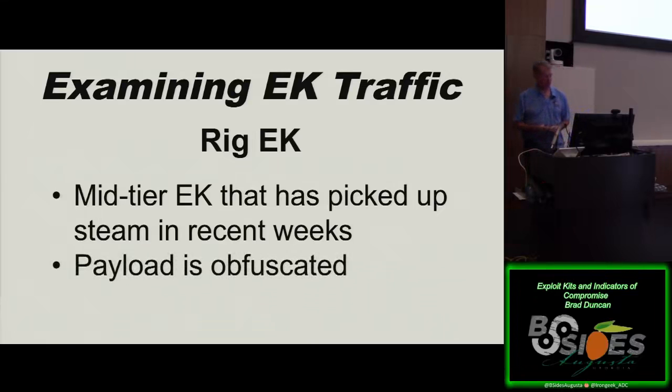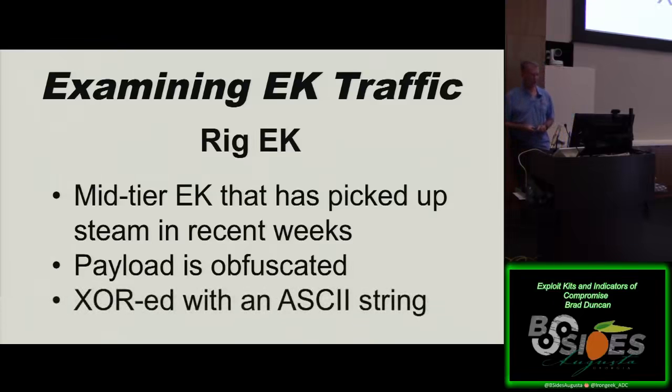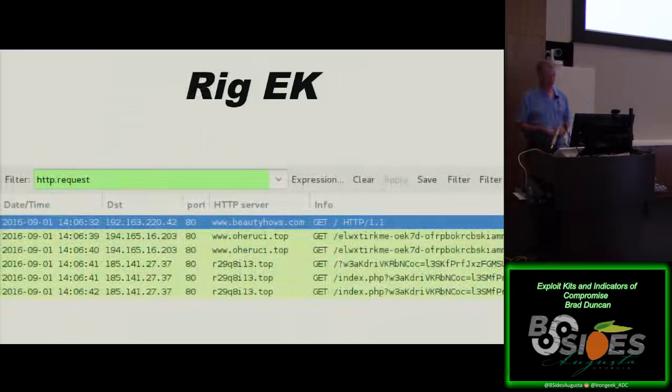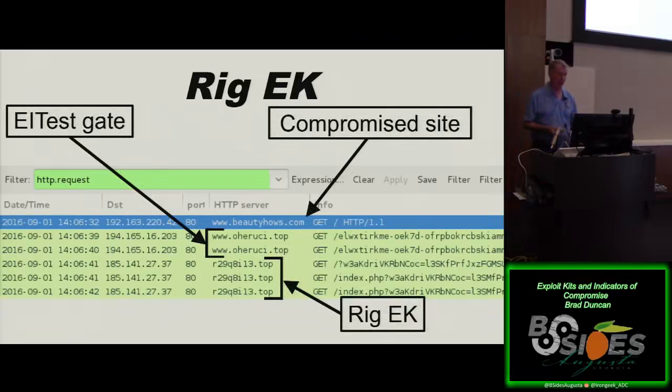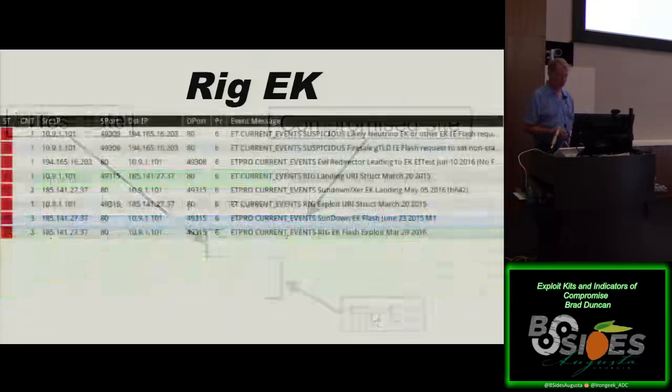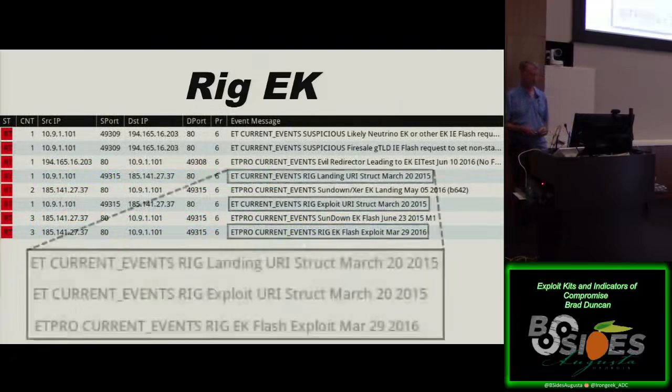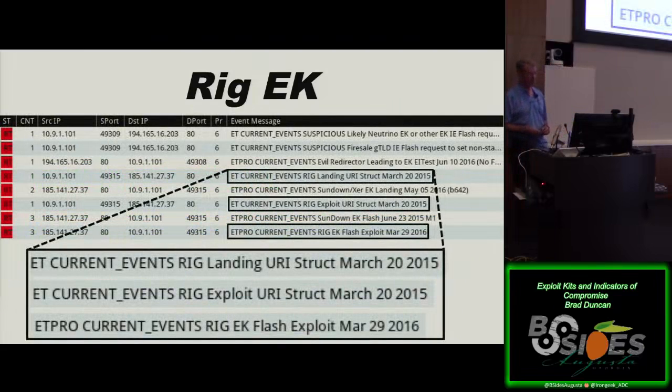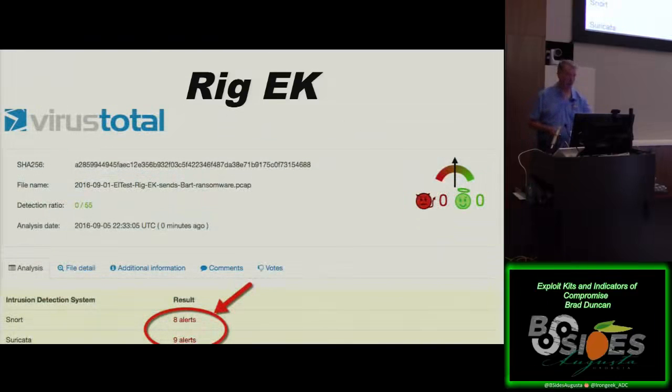The payload for Rig Exploit Kit is obfuscated. How is it obfuscated? It is XORed with an ASCII string, and I'll get to that later. So if I were to open up a PCAP of traffic exploited, in this case, through the EITest campaign, you've got your compromised website, you've got what we're calling the EITest gate, and then you've got Rig Exploit Kit. If I'm running it through Security Onion like I did before, I see a bunch of events for Rig Exploit Kit. Once again, I can submit the PCAP to VirusTotal and see the same information, so I don't need to set up Security Onion if I don't want to for whatever reason.